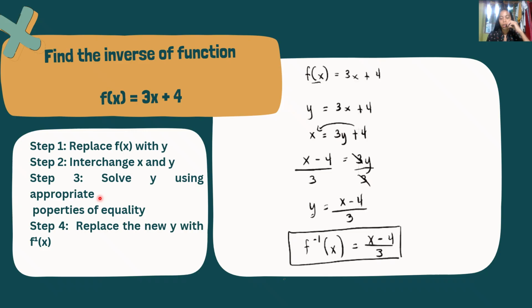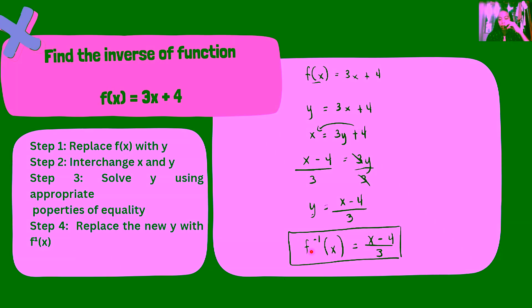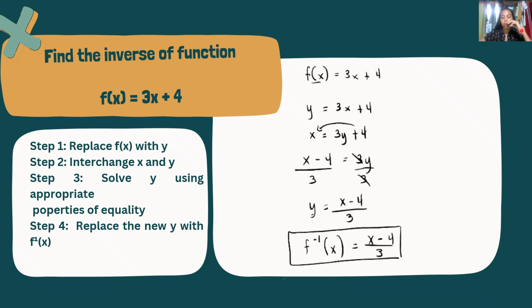The first step to find the inverse is: Step 1, replace f of x with y. Step 2, interchange x and y. Step 3, solve for y using appropriate properties of equality. And step 4, replace the new y with f raised to the power of negative 1 of x.